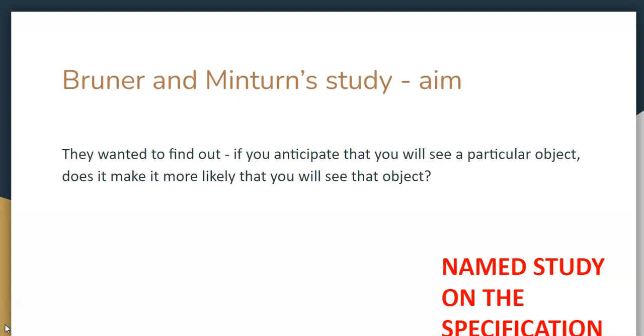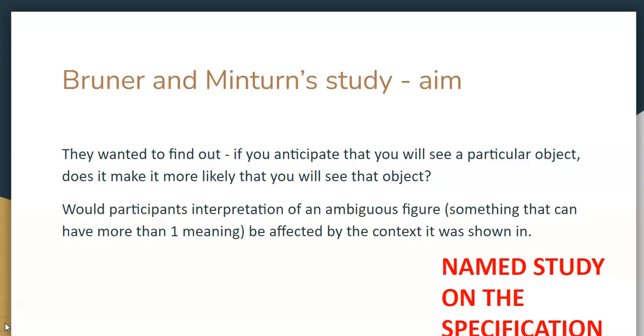Now, the aim of this study was to find out if you anticipate you're going to see a particular object, does that mean you're more likely to actually see it? So would participants' interpretation of an ambiguous figure, something that can have more than one meaning, and we'll see what they used in a minute, be affected by the context it's shown in?